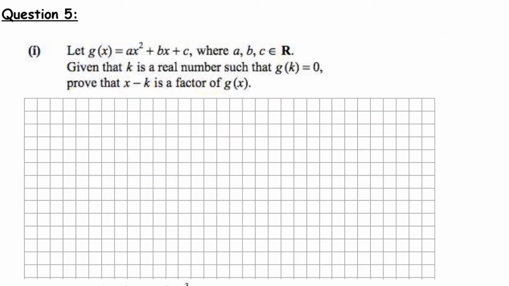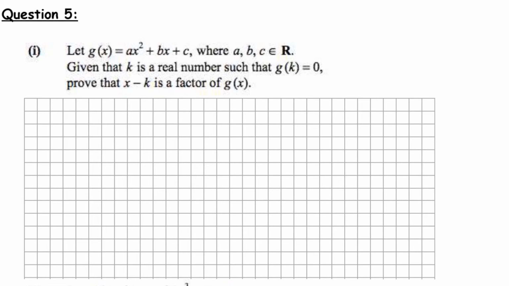So let's take a look at question 1. It says let g of x equal ax squared plus bx plus c, where a, b and c are real numbers. So g of x is just some quadratic function. Given that k is a real number such that g of k is equal to 0, prove that x minus k is a factor of g of x.